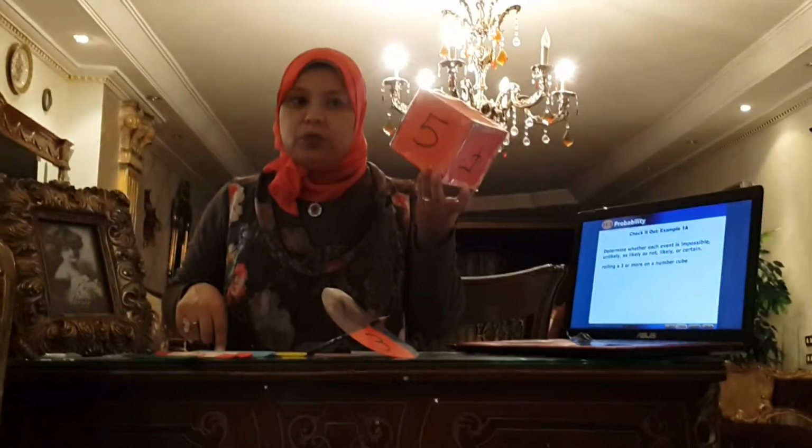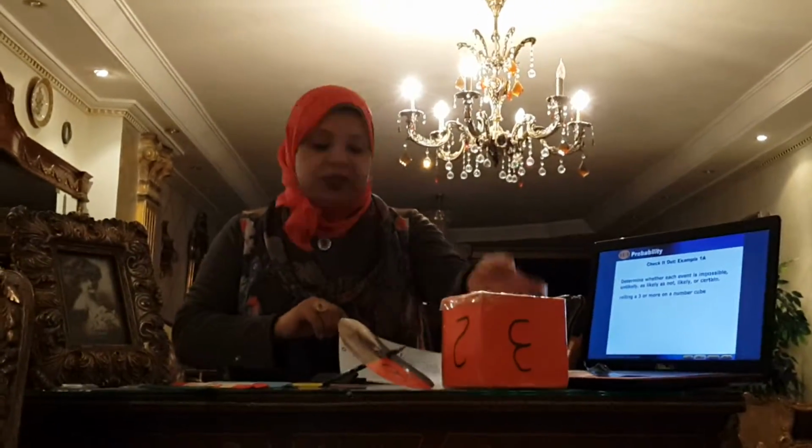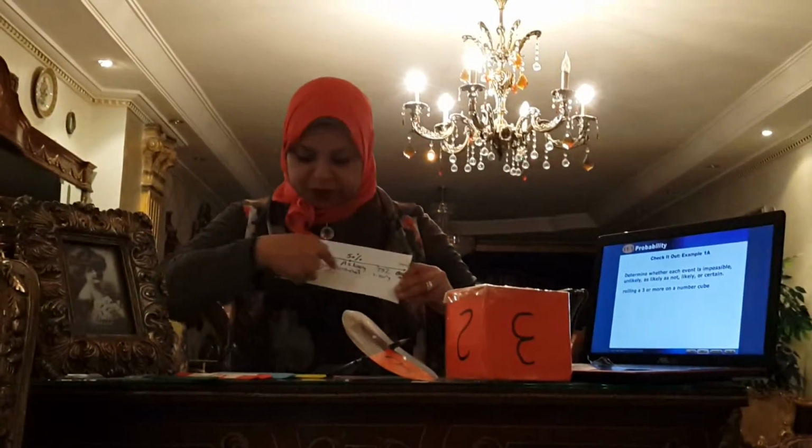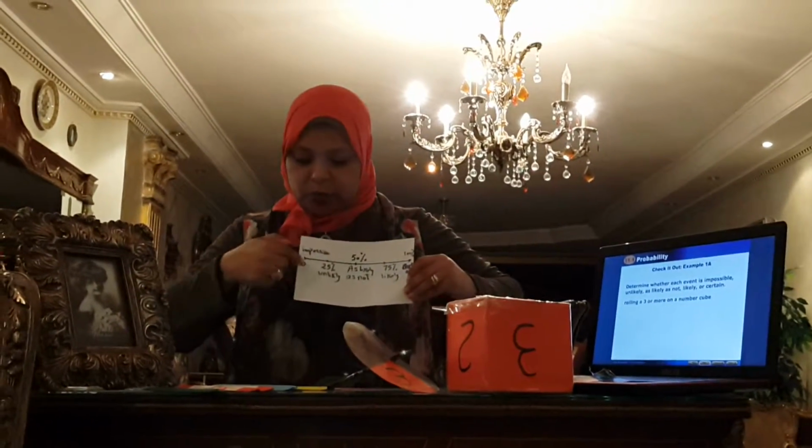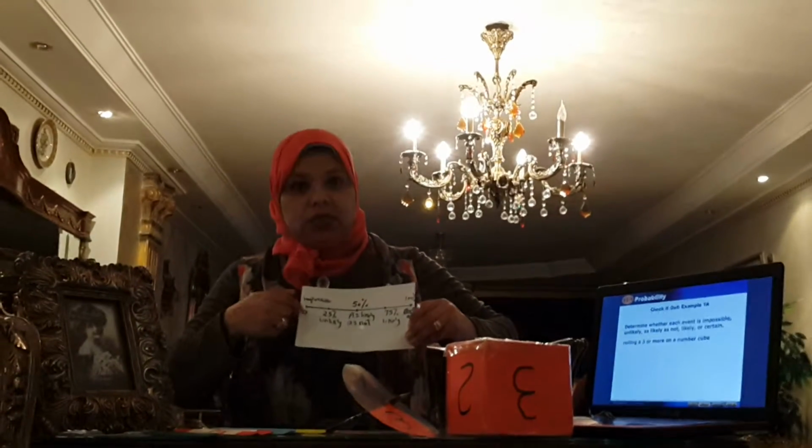So let's see another question. What is the probability of having 7 on this number cube? 7? We don't have 7. At the top, we have 6. So it will be impossible, 0%. So where can we find it on this chart? We can find it here. 0, it's impossible.